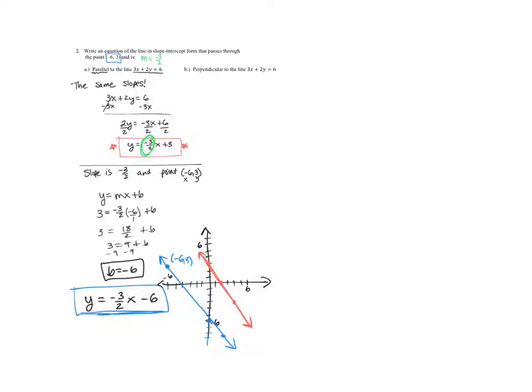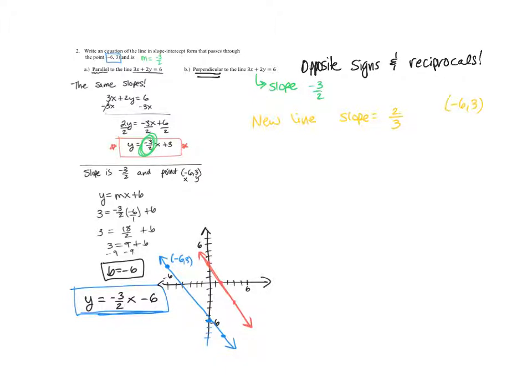Okay, now for this next part, I need it to be perpendicular. So my slopes need to have opposite signs and they need to be reciprocals. Okay, so I already found that the slope for this line was -3/2. So my new line, let's see, I'll do that in yellow. My new line needs to have a slope of 2/3, reciprocals and opposite signs. And then it also goes through the same point, -6, 3, for this particular problem.